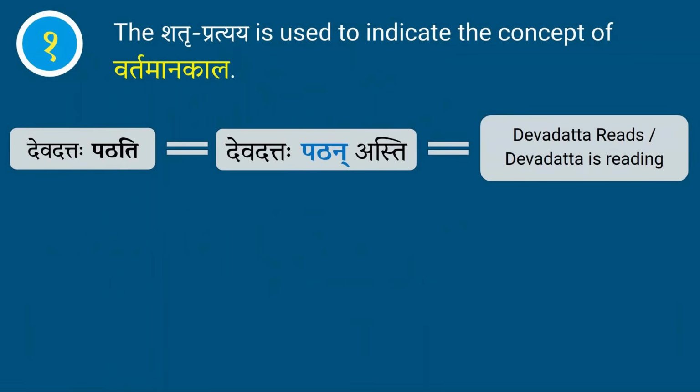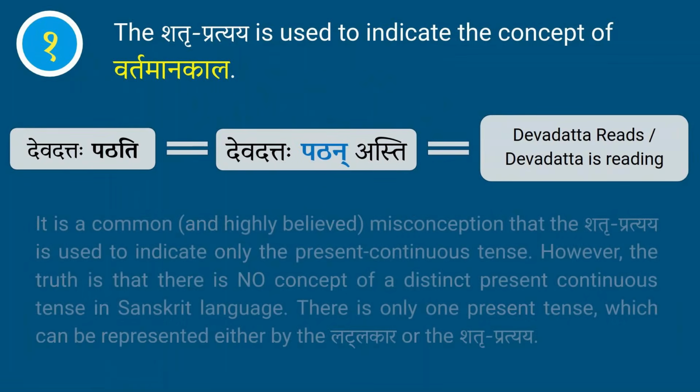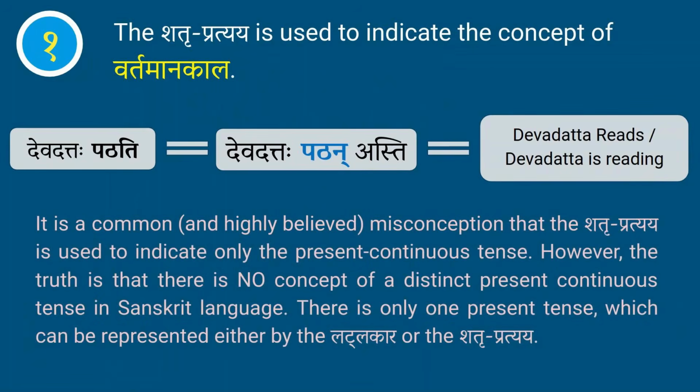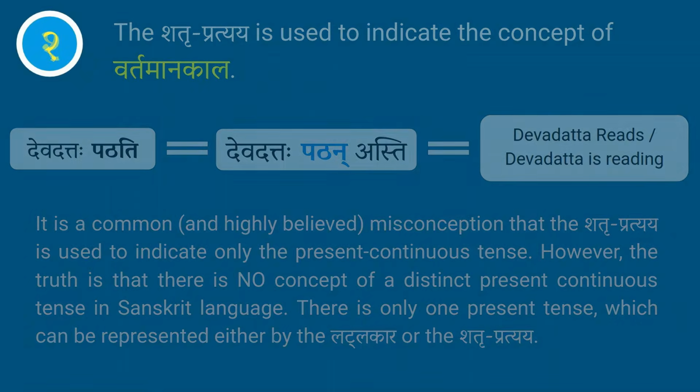In this context, it must be noted that it is a common and highly believed misconception that the Shatru Pratyaya is used to indicate only the present continuous tense. That's not correct. Technically speaking, Sanskrit language does not distinguish between the simple present and the present continuous tense. There is only one present tense in Sanskrit, which can either be represented using the Lat Lakara or by using the Shatru Pratyaya. So which dhatus get the Shatru Pratyaya?